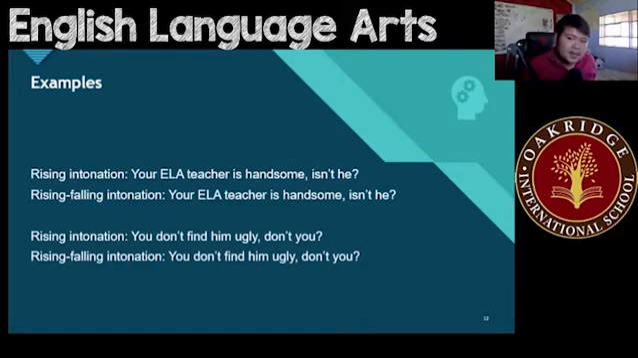Examples. Your ELA teacher is handsome, isn't he? Right? Here, guys, you could notice this is your tag question. Your first statement is positive: your ELA teacher is handsome. And then your question right next to it is negative: isn't he? Now, that's your rising intonation.